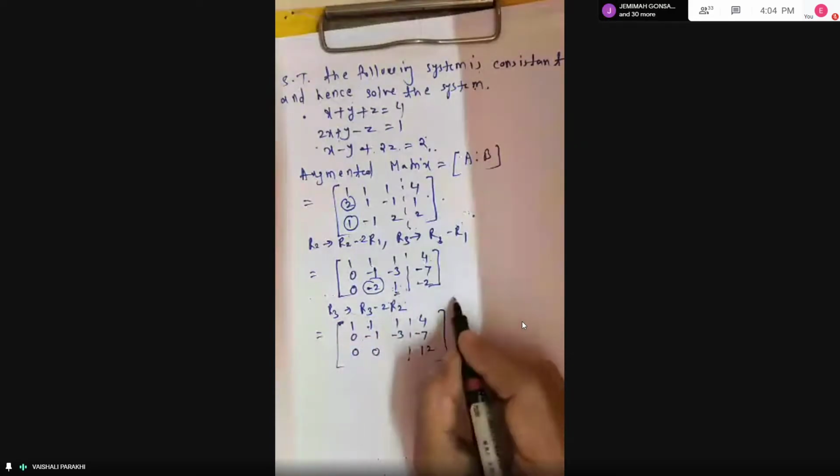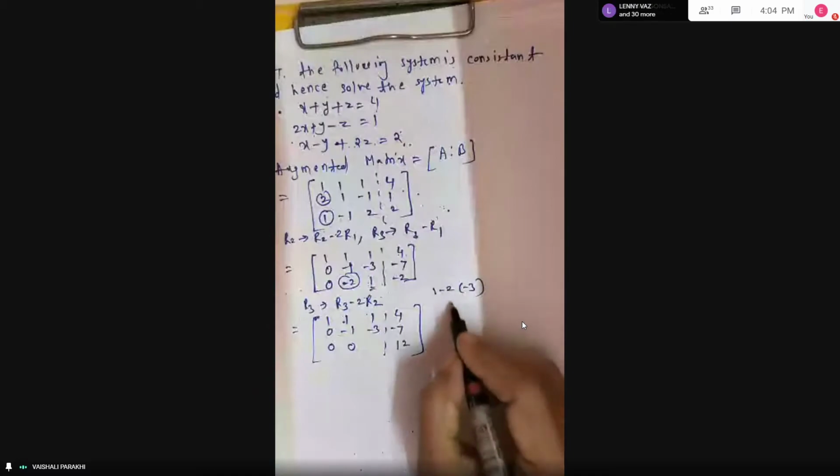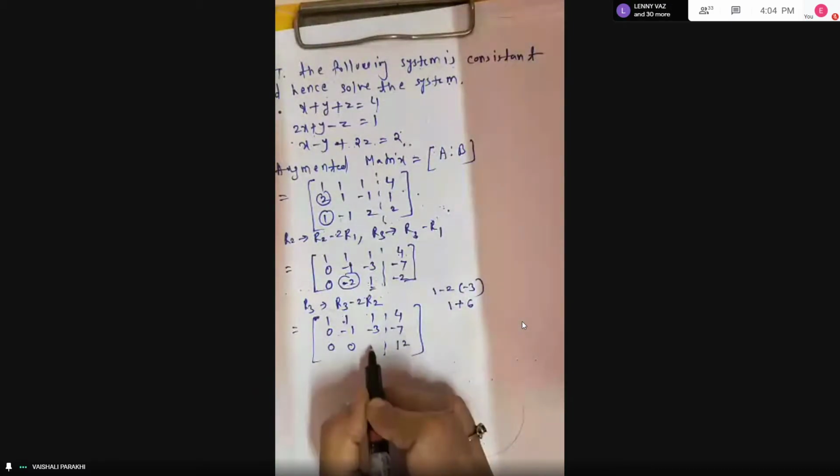See this number, no? 1 minus 2 into R2, so minus 3 into minus 3. So what is this? 1 plus 6, no? It should be 7, right?